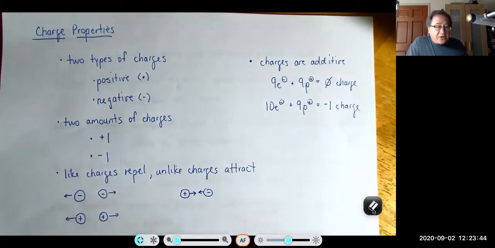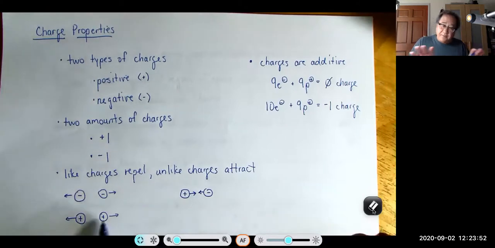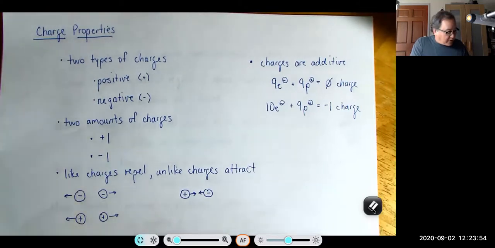You also need to know that like charges repel. So if you happen to have two electrons near one another, they will repel one another. Two protons near one another, they repel one another. A proton and an electron, they attract one another.